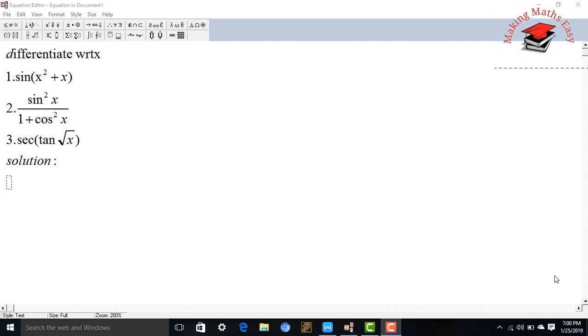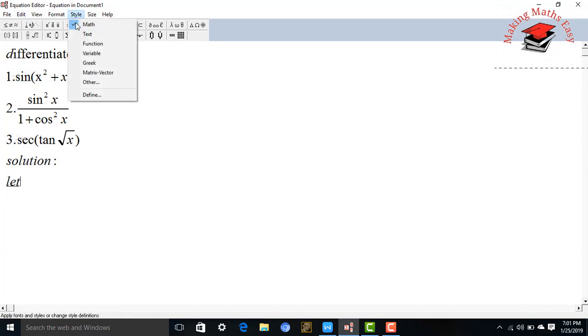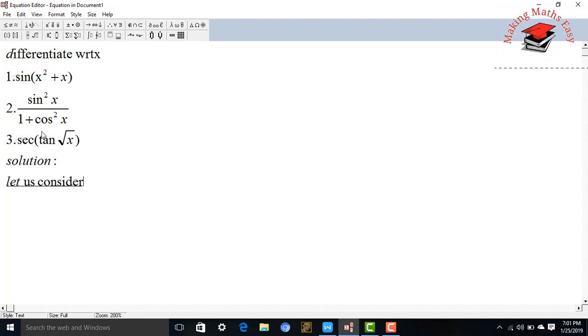So let's start. The first sum is to differentiate with respect to x the function sine of x square plus x. Let us consider y equal to sine of x square plus x. So y is equal to sine of x square plus x. Now we will differentiate.